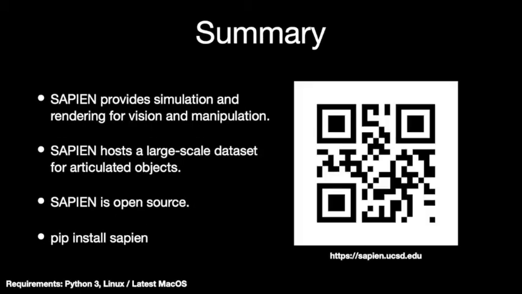In conclusion, SAPIEN is a ready-to-use simulated environment for object-centric manipulation tasks, which can serve both the robotics and computer vision communities. We are still working on it to make it better, and we hope more researchers get involved to explore more possibilities.